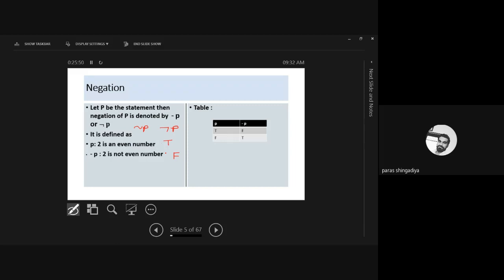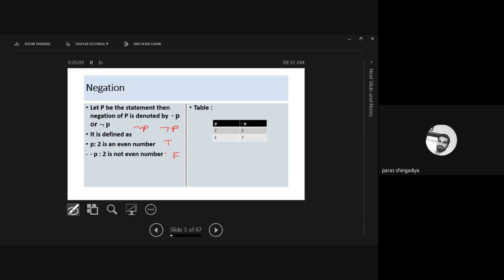How many outcomes of P? That is T and F. Clear? Only two outcomes will be there if you have only a single statement. If you add two statements, then it will change. Clear? That we'll discuss later. But now you have only a single statement. તમારી પાસે એક જ statement છે. Clear? So એના outcome શું થશે?